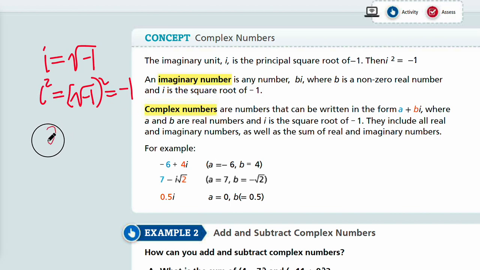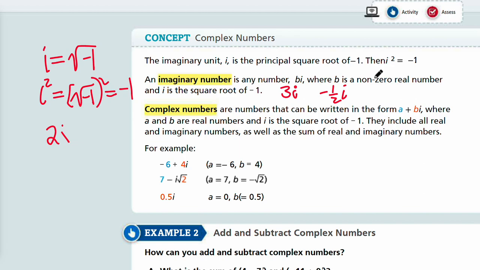Okay, so 2i is an imaginary number. 3i is an imaginary number. -1/2 i is an imaginary number. So anything that comes with an i will be an imaginary number.